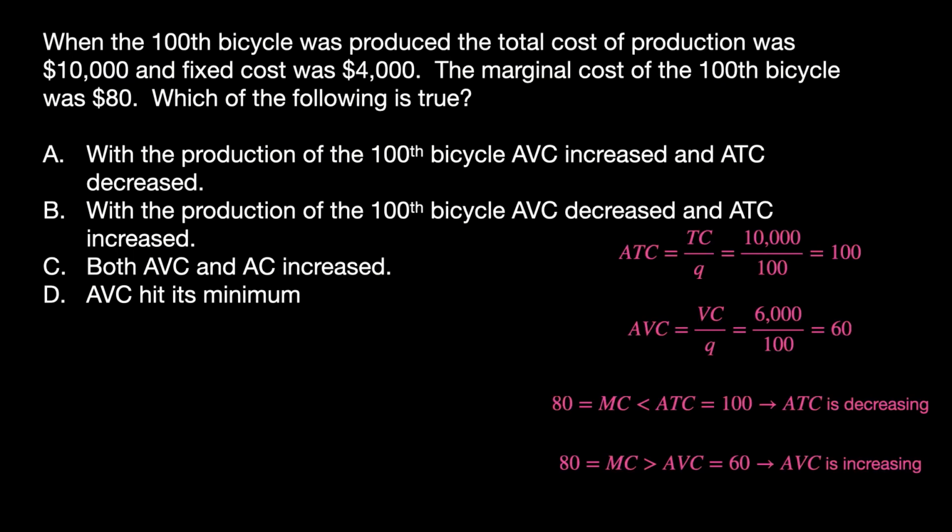Here, average total cost is $100 and average variable cost is $60. Since marginal cost is less than average total cost, average total cost is decreasing. And since marginal cost is greater than average variable cost, average variable cost is increasing.